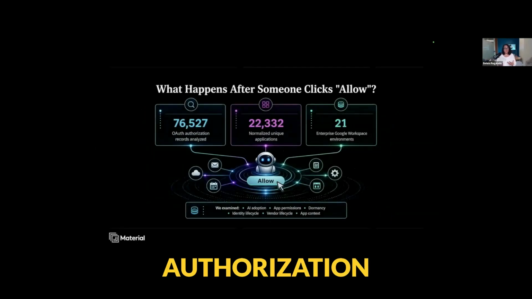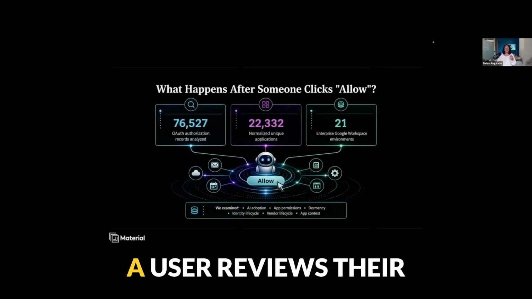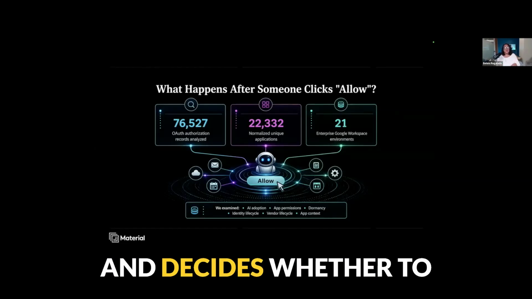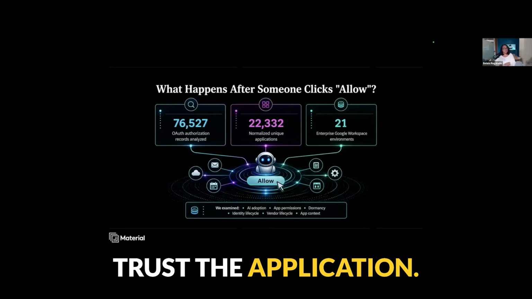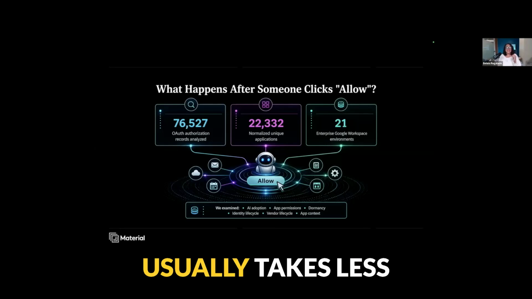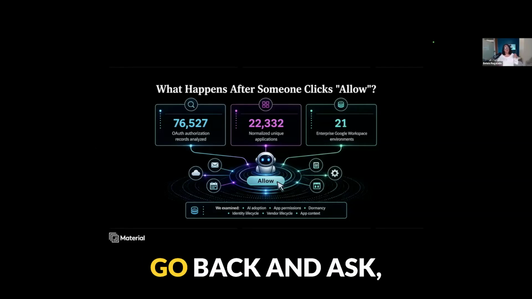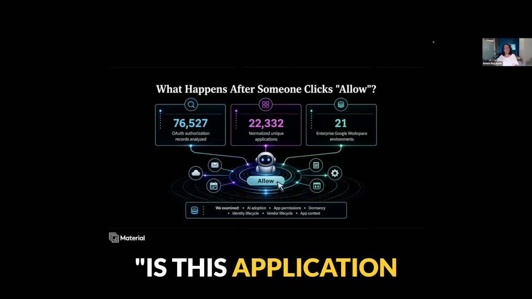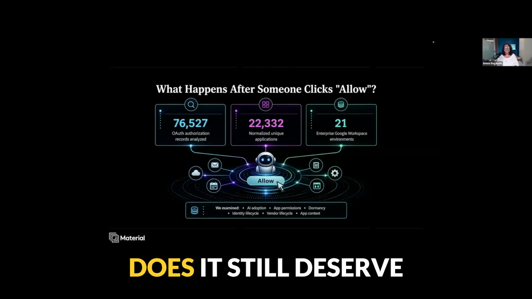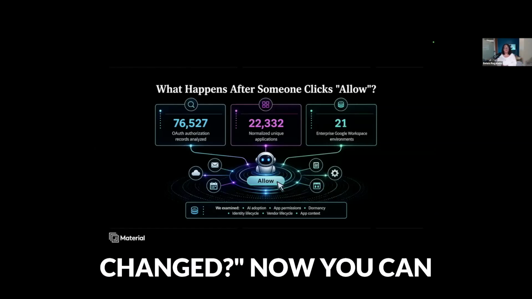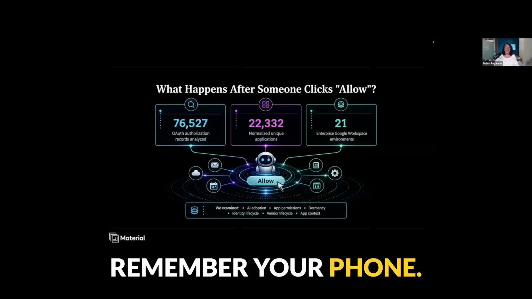Every OAuth authorization starts the same way. A user reviews the requested permission and decides whether to trust the application. That decision usually takes less than 30 seconds. But what happens after that? Does anyone ever go back and ask, is this application still needed? Does it still deserve this level of trust? Has anything changed? Now you can remember your phone.